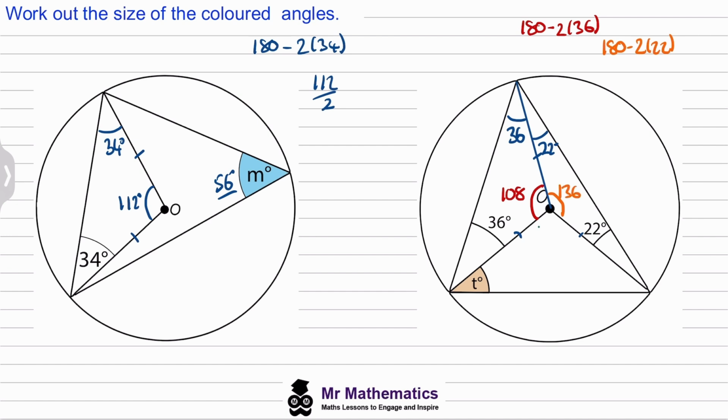Now we can use angles about a point to work out this angle. This will be 360 minus the 108 plus the 136. And this is 116. And because we know these two lengths are equal, we have another isosceles triangle, so we can work out angle T as 180 minus 116 divided by 2. So this will be 32 degrees.